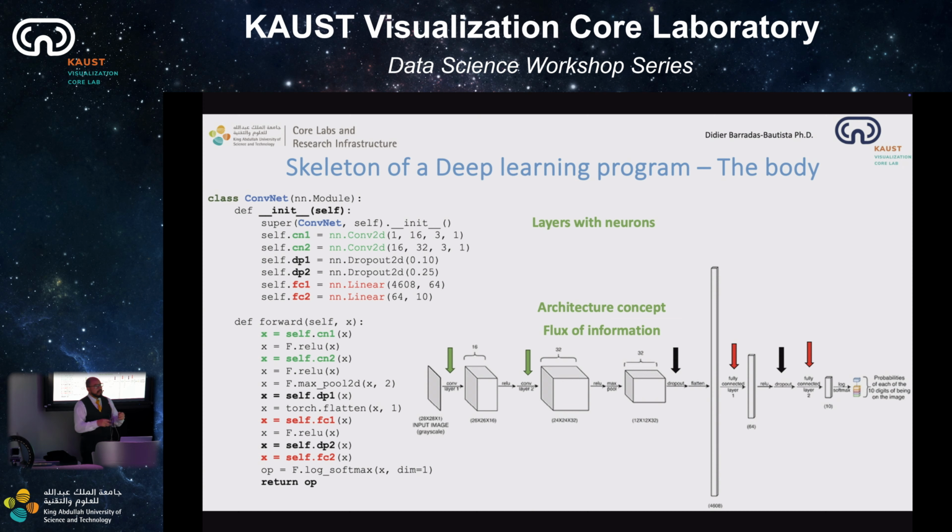When you are writing a deep learning program, it has a skeleton, okay? That's why I put this schema there alongside the code. Now, when you're in PyTorch, you can tell already, hey, I'm going to work with images, so I need convolutional layers, because convolutions are better for images. So I call the convolution here, and it's right here. This is the architecture, the flux of information.